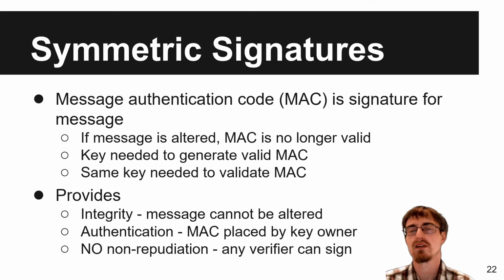Integrity holds because the message cannot be altered without changing the MAC, which will be noticeable. Authentication is also achieved, so we know that the MAC was generated by someone who had the key, which authenticates that person. However, non-repudiation is not possible. We use the same key to verify as to sign, which means anyone who can verify can also sign. So they can never claim towards a third party that they were not the ones to sign, but that the other person was the original person who signed. Right? So non-repudiation is not possible here.